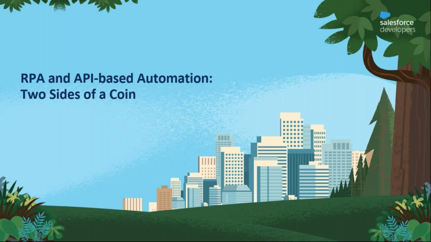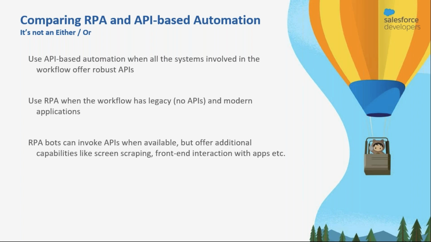Let me explain about that. So let's look at how RPA and API-based systems come together as two sides of a coin. When we compare both solutions, it's not an either-or. You can use API-based automation when all the systems involved in the workflow offer robust APIs. Let me set the context here. For the workflow, we are only referring to generic business processes and not to be connected to the Salesforce workflow.